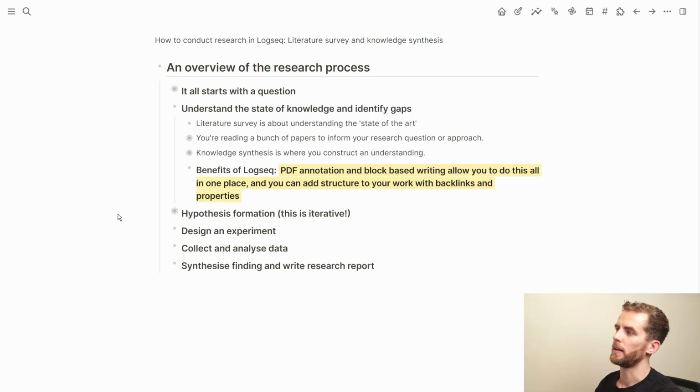The second point there is understanding the state of knowledge and identifying the gaps. So the literature survey is really about seeing the state of the art, or establishing the state of the art. In this field, what is the current status quo, or what is accepted in this field? And you're reading a bunch of papers to inform your research questions, or figure out an approach to how you might develop that state of the art, or push it forward, or challenge it maybe.